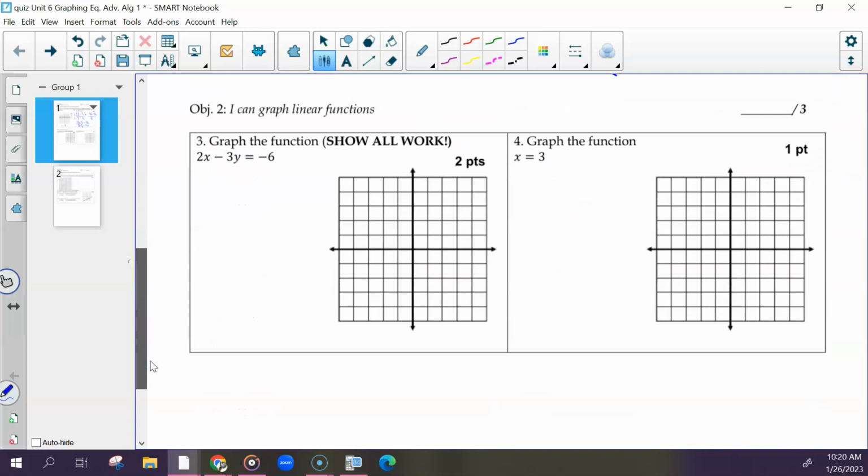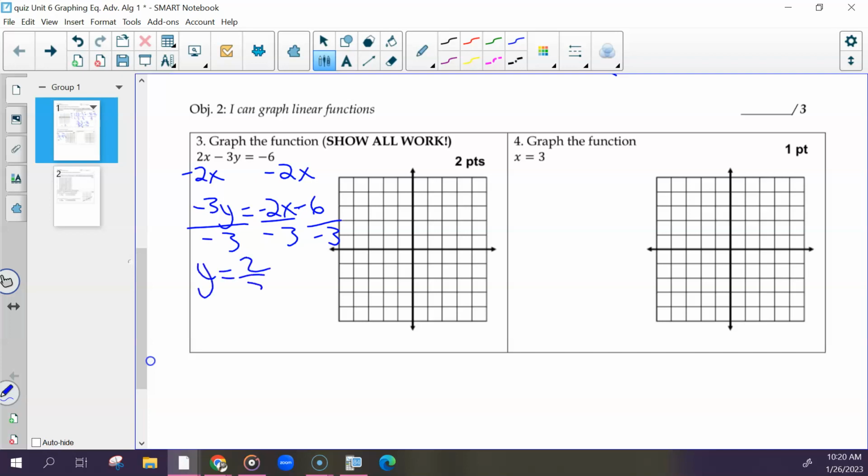A lot of us, I'm not going to say struggled, I'm just going to say forgot how to graph number 4. So we'll talk about that here in a second. Number 3 could have been graphed one of 2 ways, either converting this, getting rid of the 2x, moving it to the other side by subtracting, and then dividing everything by -3. Many of you did it this way, which was fine. So positive 2/3 x plus 2.